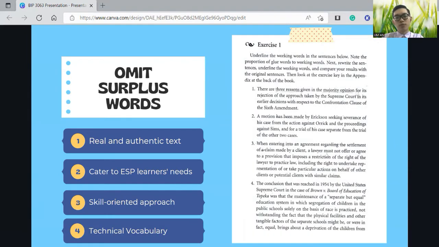The learners could practice this reading technique using the exercise given, which consists of technical vocabulary such as motion, settlement, proceedings, and more. These technical vocabularies have specialized and restricted meanings in the field of law, and the meanings could be different across disciplines. Take, for instance, the word motion could mean movement in the field of physics, but in the field of law, it means an application for a rule or order of court.